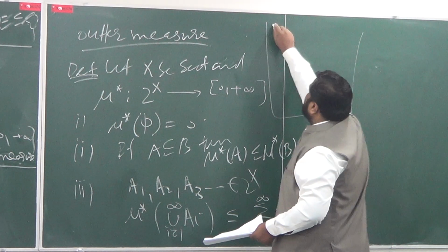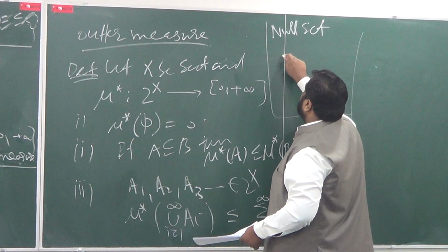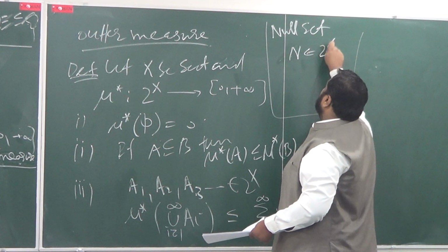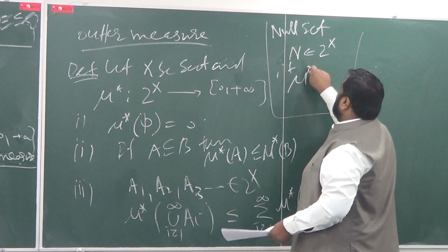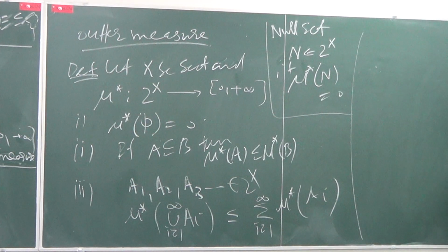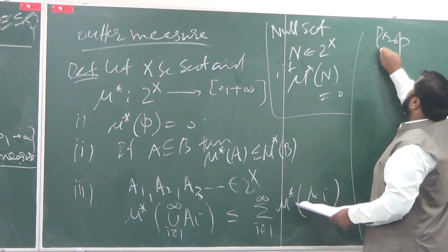By a null set, I'm going to mean a subset N of 2 to the X that is null if the outer measure of this null set is 0. Right. Okay, the outer measure of a null set is 0.